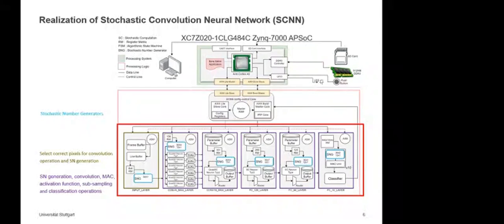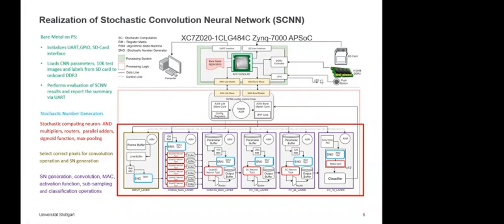Each of these layers has its own stochastic number generators. These generators are used to generate the stochastic numbers for the trained parameters and the input pixel. Also, each of these layers has its own instances of stochastic computing neurons, which perform multiplication, routing, parallel addition, activation function, and max pooling operation.